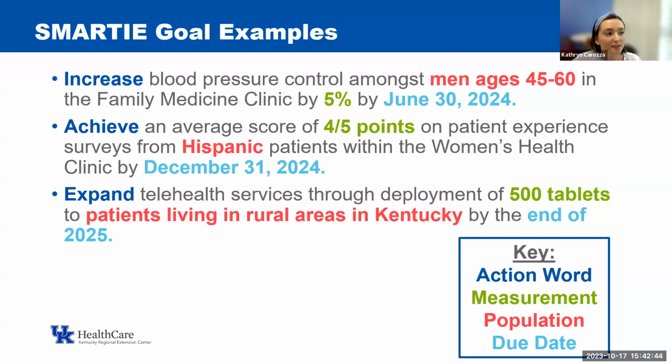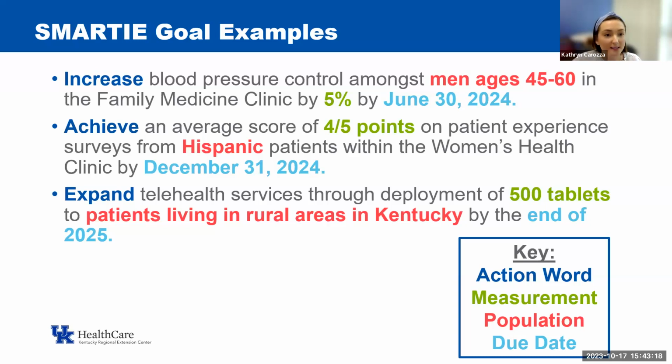I wanted to share a couple of SMARTIE goal examples that I put together to really illuminate the key pieces of a SMARTIE goal. So we have a legend down here in the bottom right-hand corner. You'll see that the action verbs are in royal blue. So increase, achieve, expand. Our measurement, the first example, 5%. The second example, 4 out of 5 points. The third example, 500 tablets. We're trying to quantify what we're looking to do.